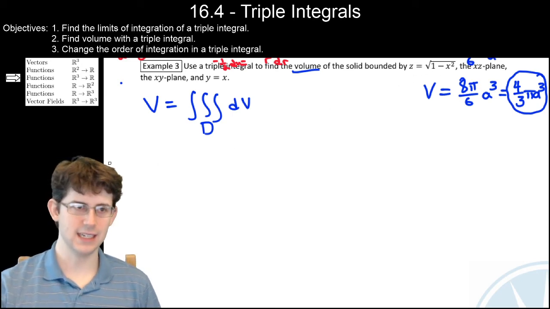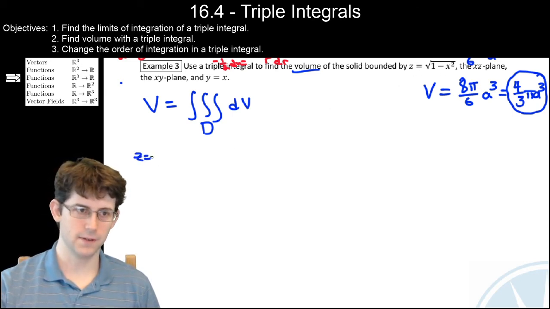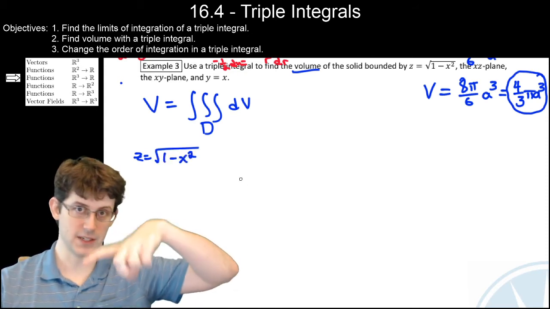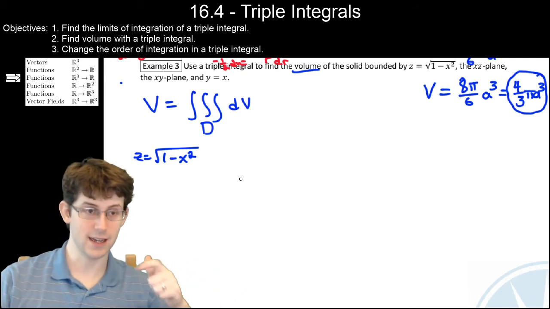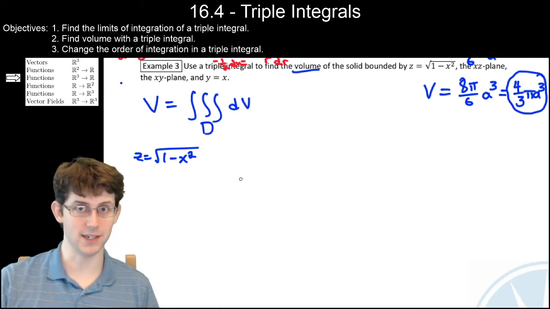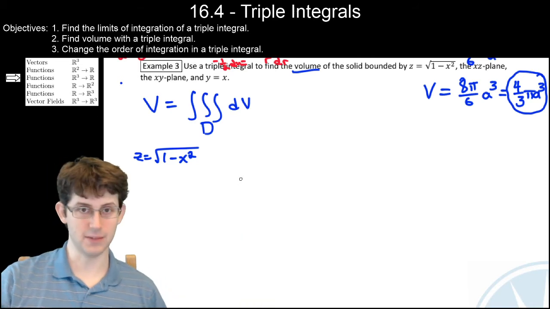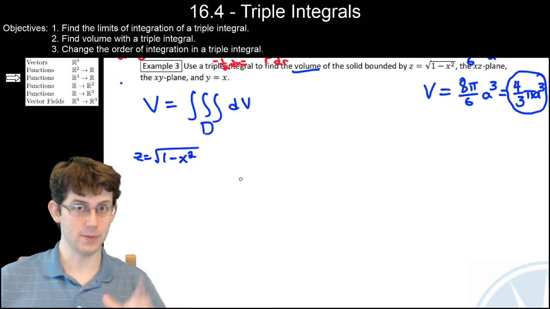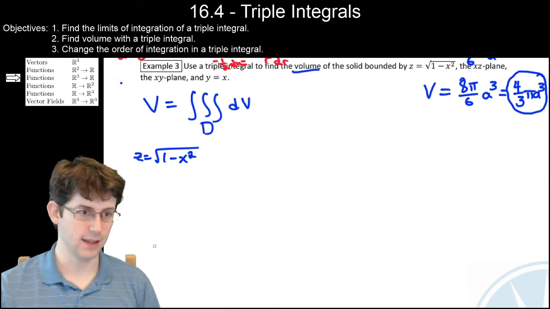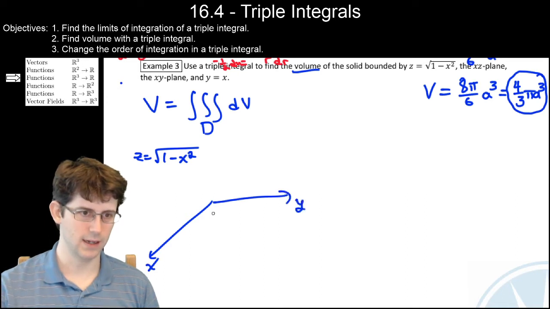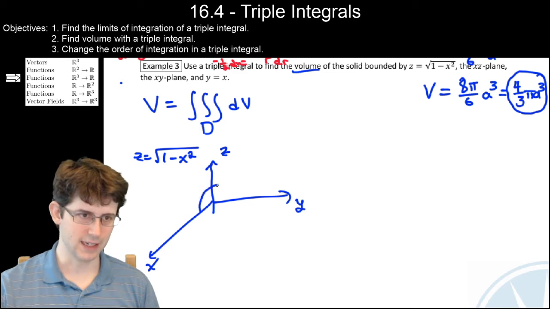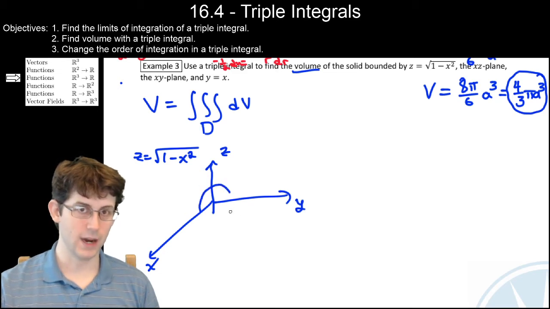I'm going to have z equals the square root of 1 minus x squared. What is that? Well, that's the top half of a circle, but it's a cylinder, and you can tell because the y's are not mentioned. This was all the way back in section 13.6, so hopefully it doesn't feel like 100 years ago. But if y does not appear in the equation, then y can be anything. So here's x, y, z. z is the square root of 1 minus x squared, but then y can be anything.